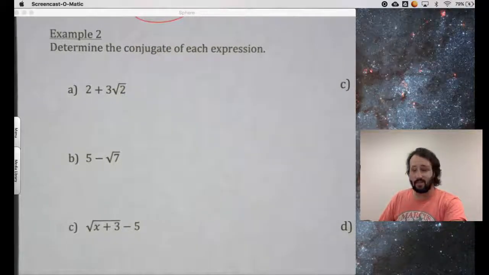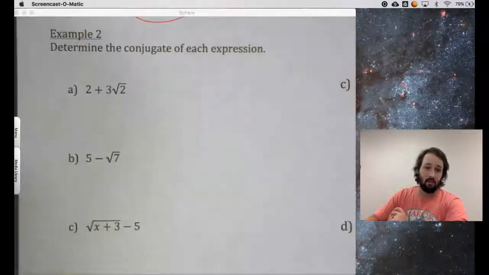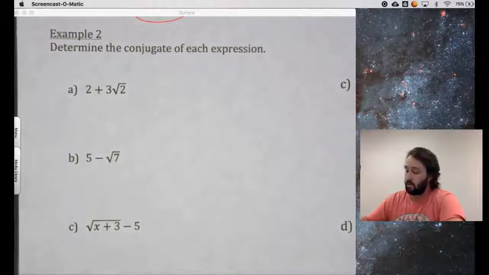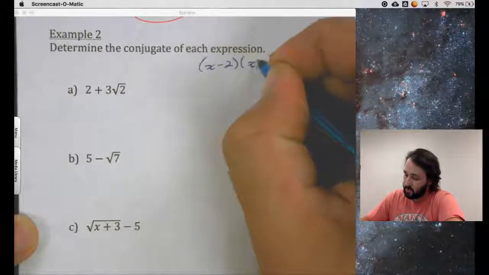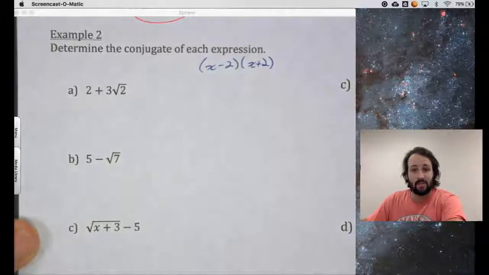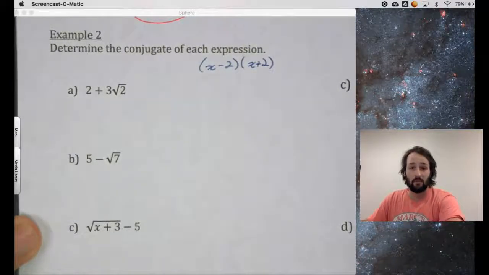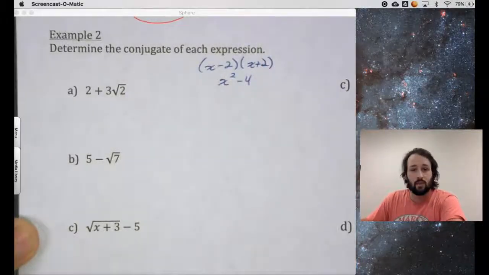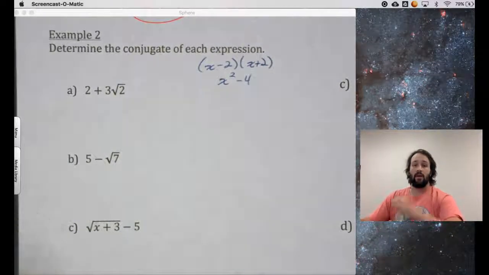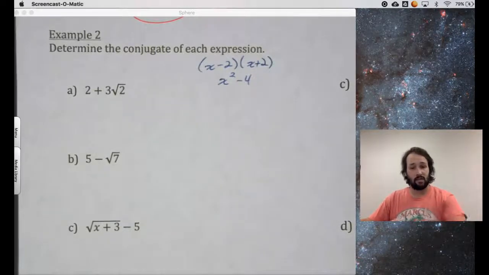All right, the next thing we're going to talk about is called the conjugate. What the conjugate is essentially just changes the sign in the middle. It's like perfect or difference of squares. So if we think about x minus 2 times x plus 2, these are conjugates of each other. When I multiply them together, the cool thing that happens is that the middle terms go away, and this just becomes x squared minus 4. So you'll see in a minute how this helps us out.